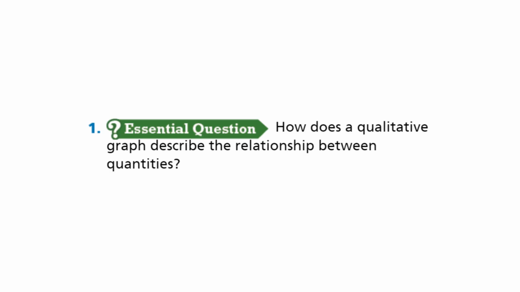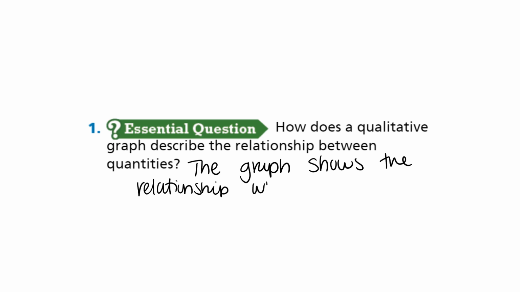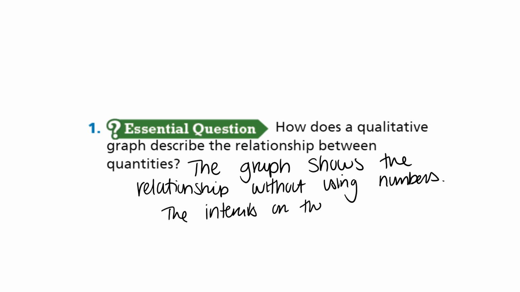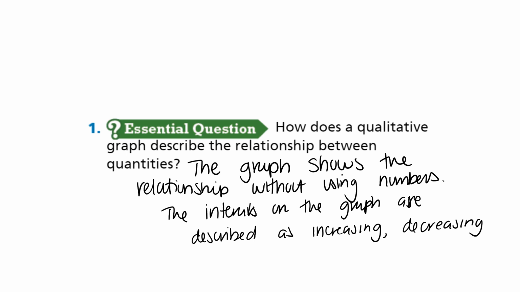How does a qualitative graph describe the relationship between quantities? The graph shows the relationship without using numbers. The intervals on the graph are described as increasing, decreasing, or constant.